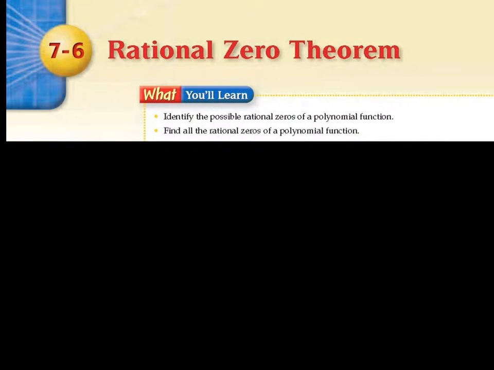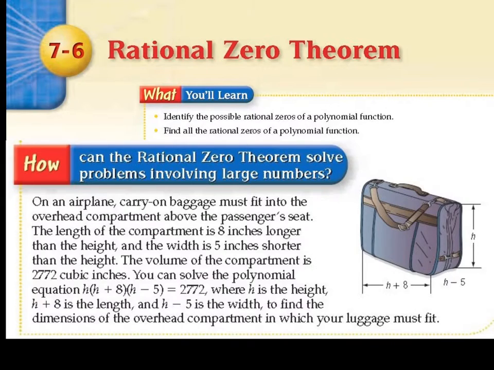In Lesson 7.6, you'll learn how to identify the possible rational zeros of a polynomial function and find all the rational zeros of a polynomial function. How can the rational zeros theorem solve problems involving large numbers?